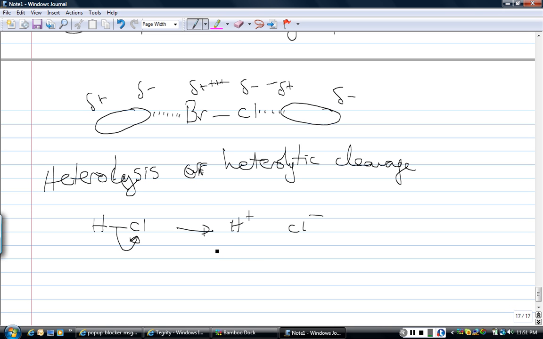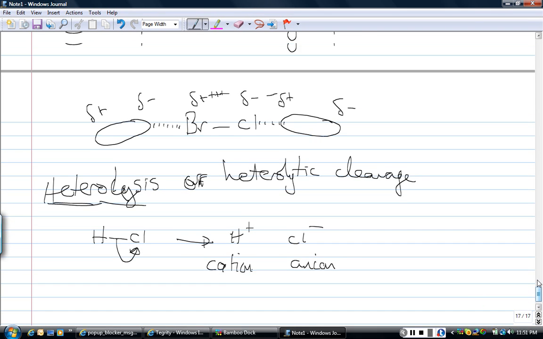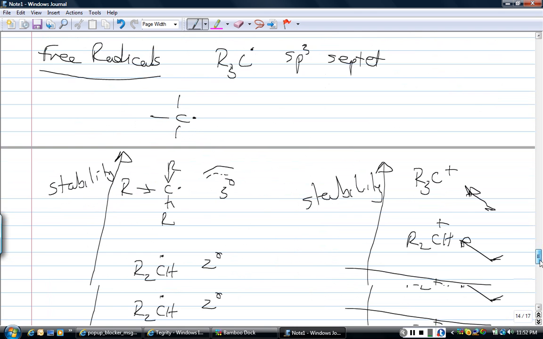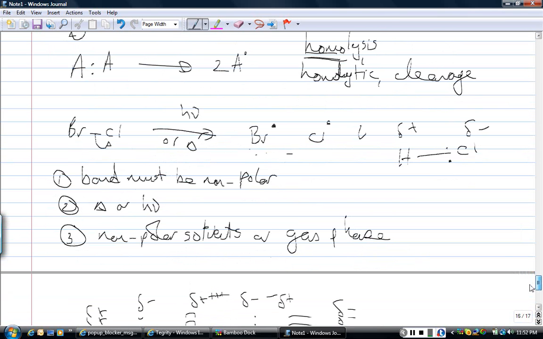Now this generates two different kinds of species. I make a cation and I make an anion. So those are two fundamentally different species. That's why it's called heterolysis, because it's cleavage leading to two different kinds of species, a cation and an anion. Whereas in homolysis, it was cleavage leading to two like species that were both free radicals.